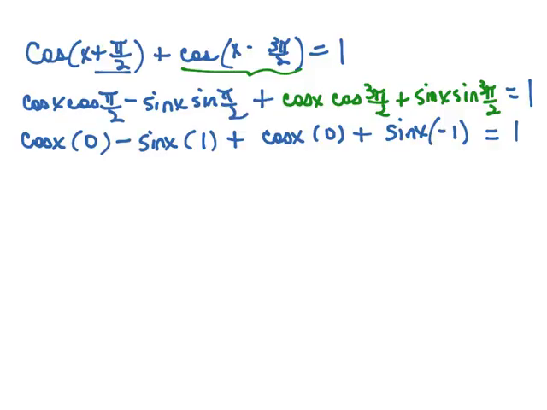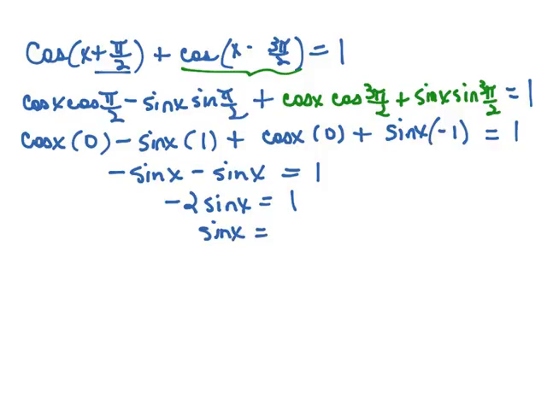So simplifying, 0 times anything is 0, so that's going to leave us negative sine x. Cosine times 0 is 0, minus sine x equals 1. So negative 2 sine x is equal to 1. So the sine of x is equal to negative 1/2.